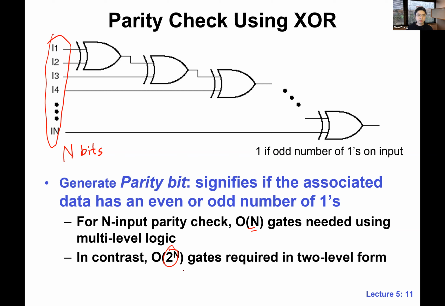The intuition is, think about the truth table for this kind of parity checking logic. We have 2 to the n entries in the output column, and about half of them will be ones and half will be zeros. So this is not too easy to optimize, just think about it. Okay, so this is XOR.